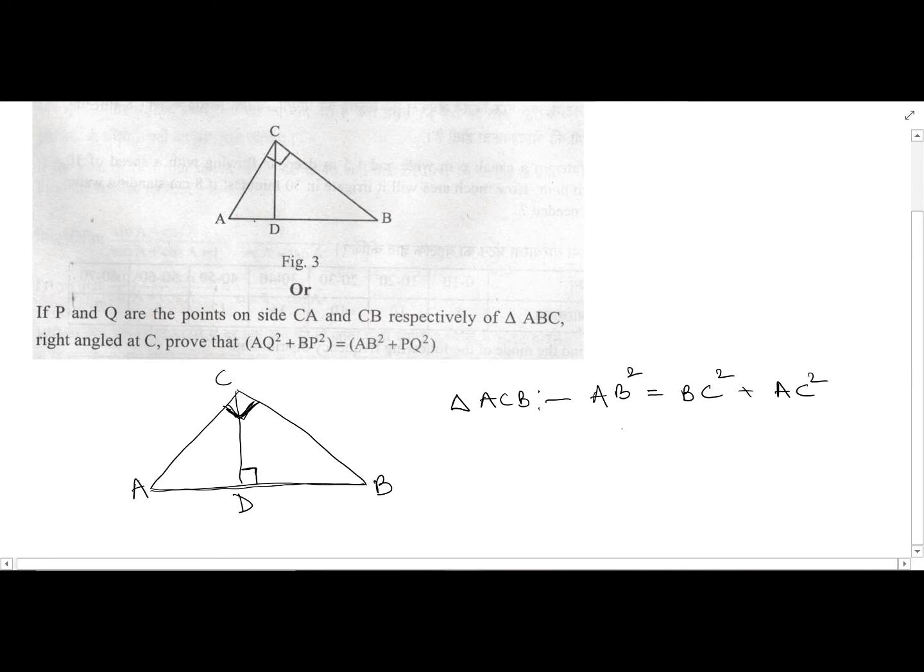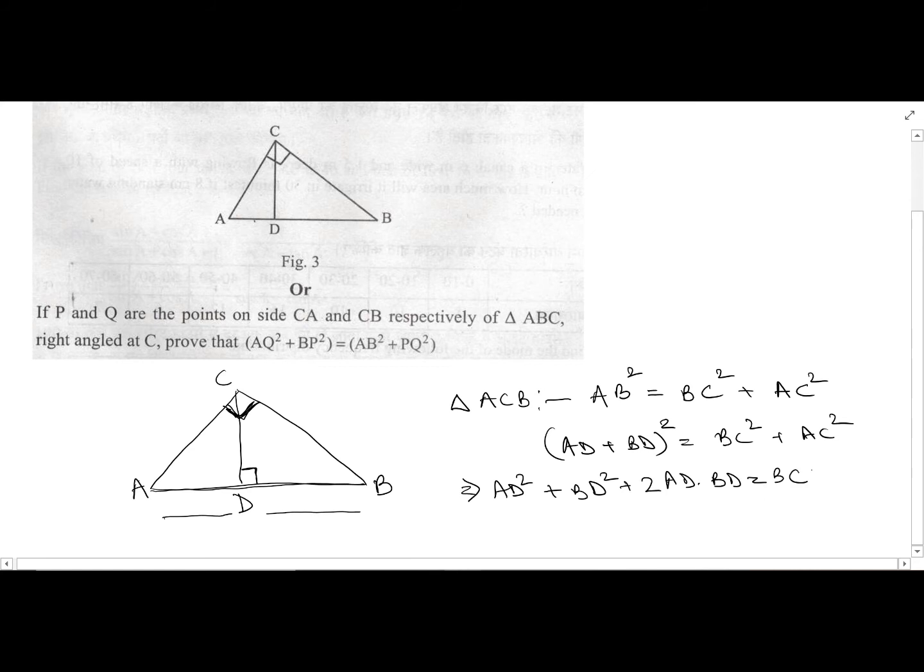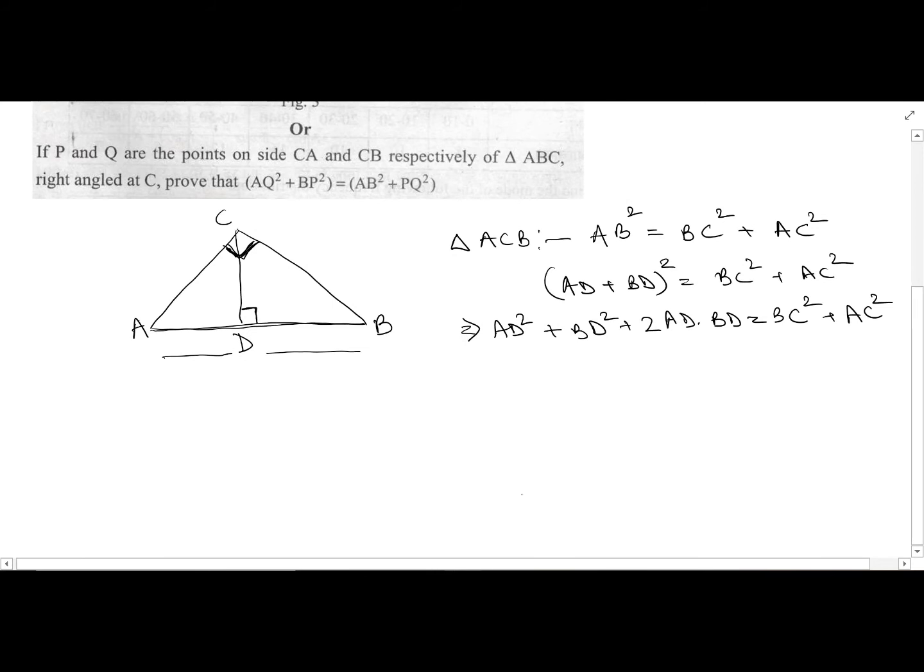Now we also know that AB is equal to AD plus DB. So we say AD plus BD square is equal to BC square plus AC square. And if we expand this, AD square plus BD square plus 2 AD into BD is equal to BC square plus AC square. Okay. Now, the other we know are these two triangles, triangle ACD and triangle DCB.